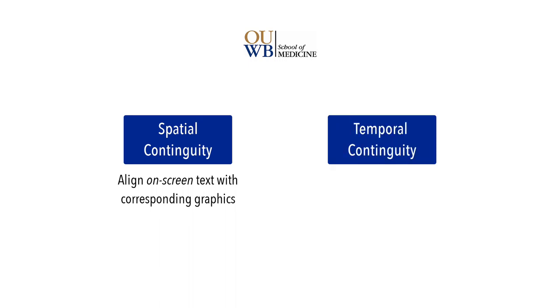First, spatial contiguity refers to the idea of aligning words to corresponding graphics and is applicable to situations where students must make sense of on-screen text. Conversely, temporal contiguity refers to the idea of aligning spoken words with corresponding graphics. As humans, we do this pretty naturally during presentations in person. However, this principle can be more easily violated in pre-recorded content, such as a lecture video.